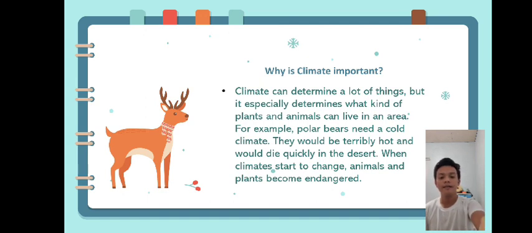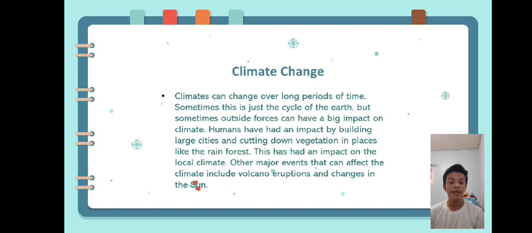So, next. So, next is the climate change. Since na-tackle natin siya, so, didiscuss pa rin natin yan. So, climate change can change over long periods of time. Sometimes, this is just a cycle of the Earth. But sometimes, outside forces can have a big impact on climate. So, humans have had an impact by building large cities and cutting down vegetation in places like the rainforest. This has had an impact to the local climate. Other major events that can affect the climate include volcano eruptions and changes in the sun.